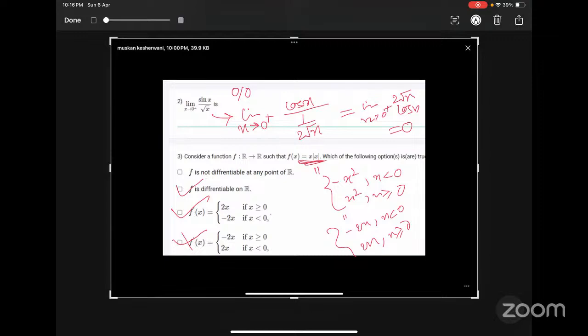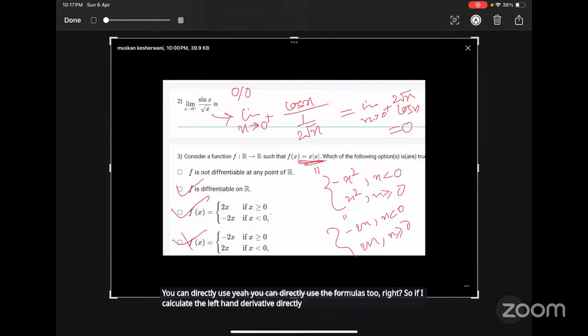How do you say f is differentiable on R? The derivative is 0 from the left hand and right hand, both the sides, right? You have to find the derivative and then apply the left hand derivative and the right hand derivative at 0. You can directly use the formulas too, right? So if I calculate the left hand derivative directly using the formula, it will be minus 2x and the right hand derivative will be 2x. So at 0 it is differentiable on all points on R. No, why do you select only 0?